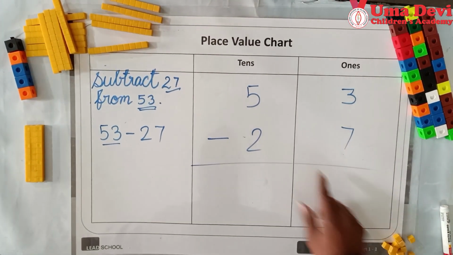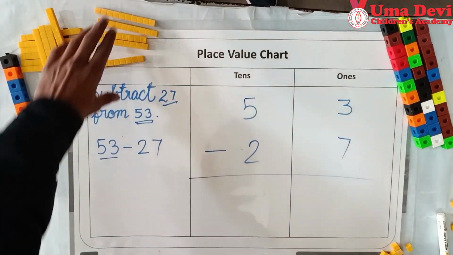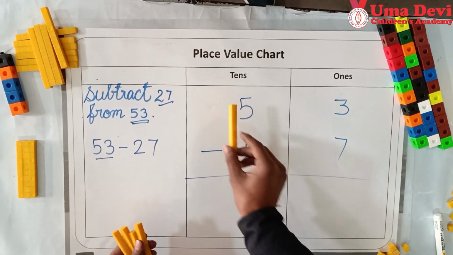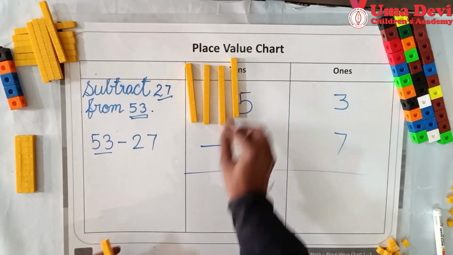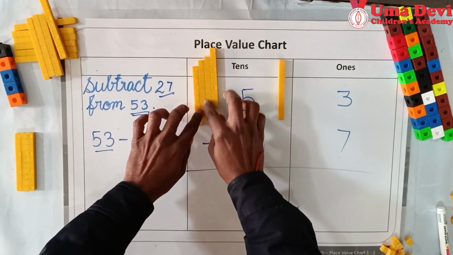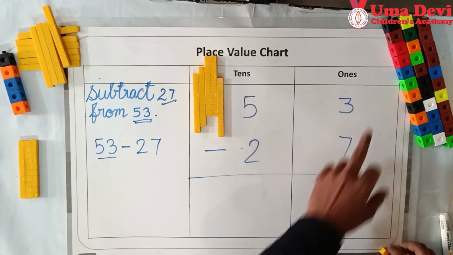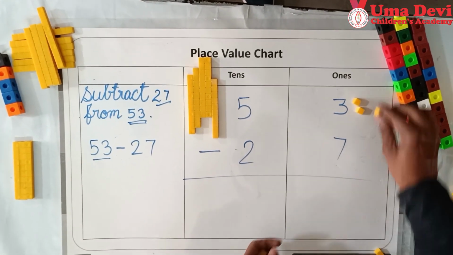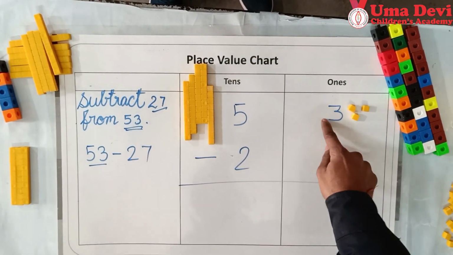And look here. What is the bigger number here? 53. So I am taking 5, means 5 tens. So I am taking tens blocks. 1, 2, 3, 4 and 5. How many? 5 tens blocks I have taken. Right? And how many ones are there? There are 3 ones. 1, 2 and 3. As we have to subtract 7 from 3.